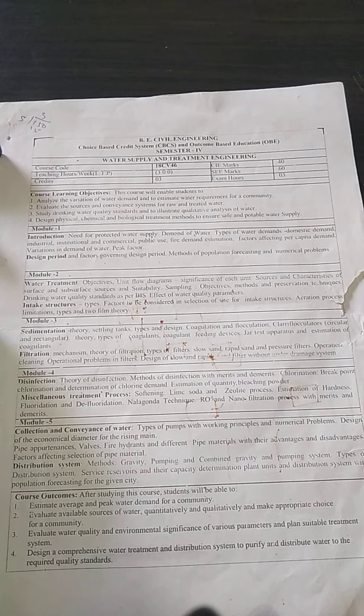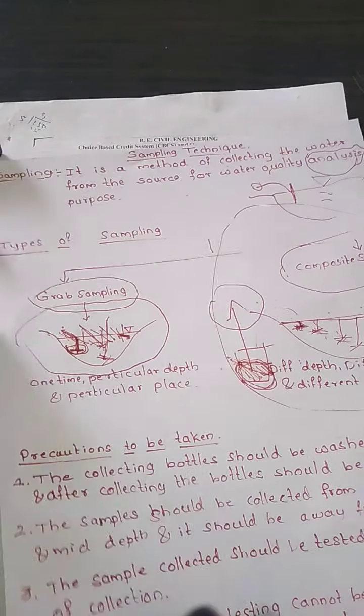Then coming to the sampling technique. Sampling is the method of collecting a water sample when we want the water characteristics of that particular source. So it is a method of collecting the water from the source in order to analyze it. That is nothing but sampling. Now there are different methods: one is grab sampling and the other is composite sampling. Here we will see what a grab sampling is and what a composite sampling is.